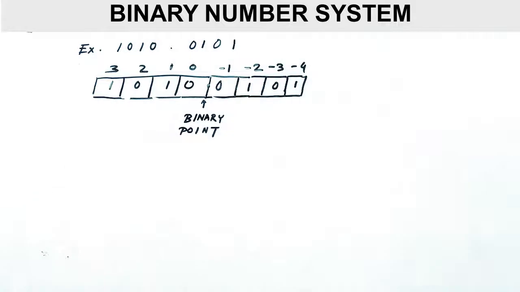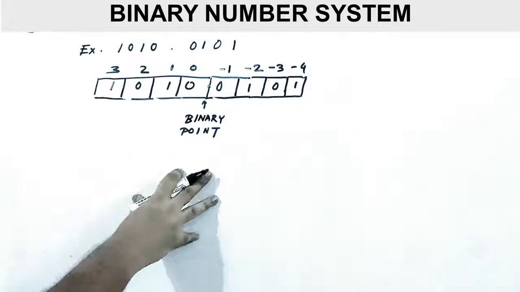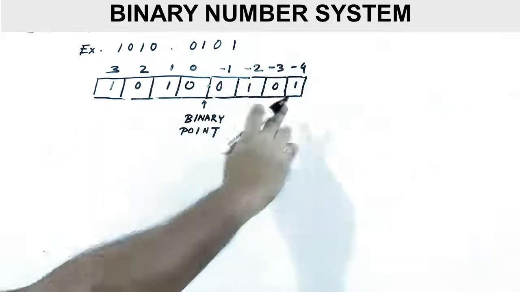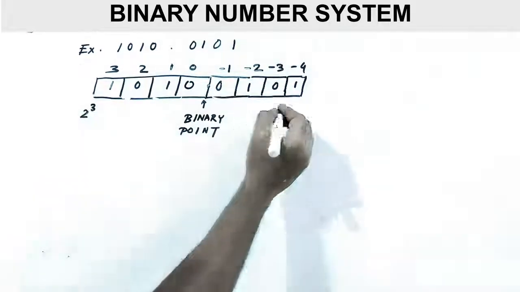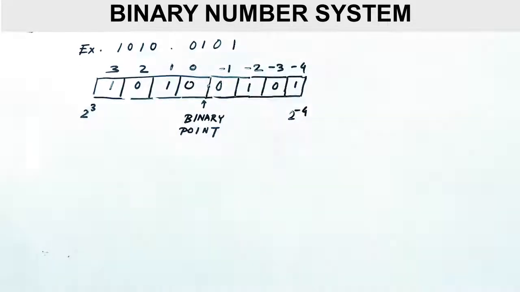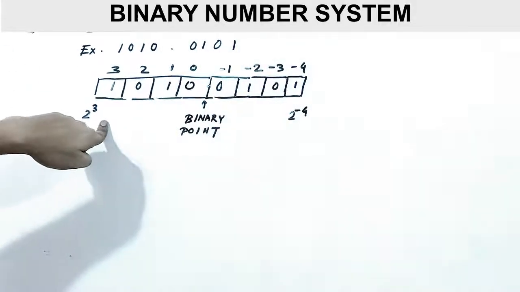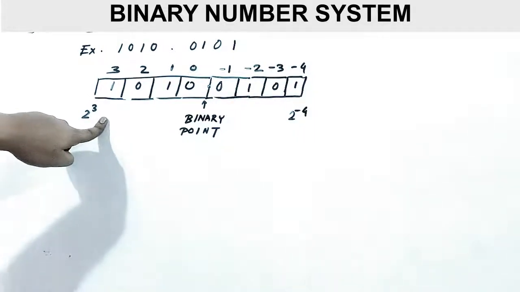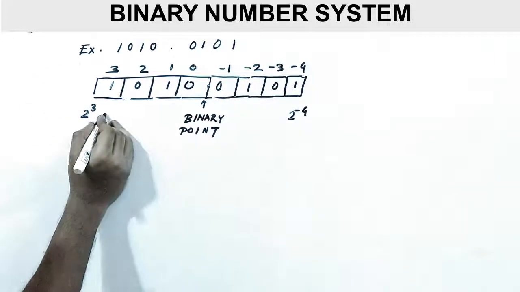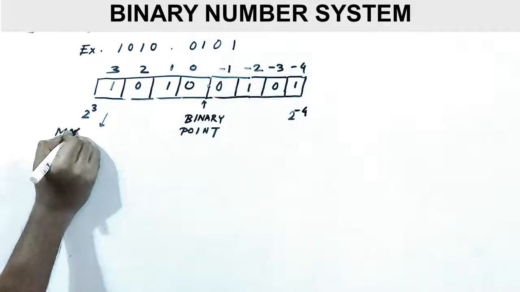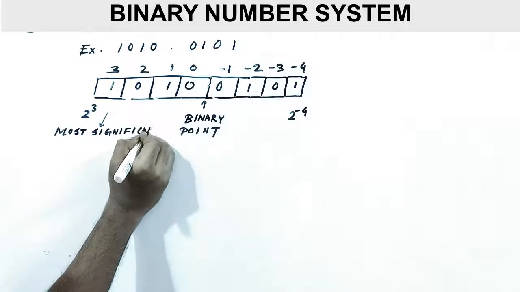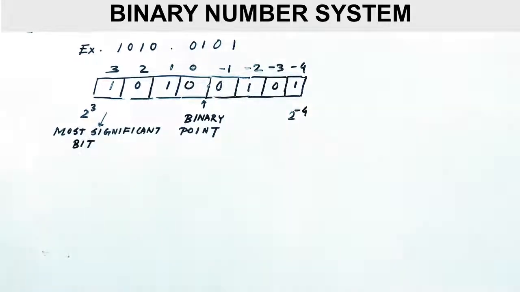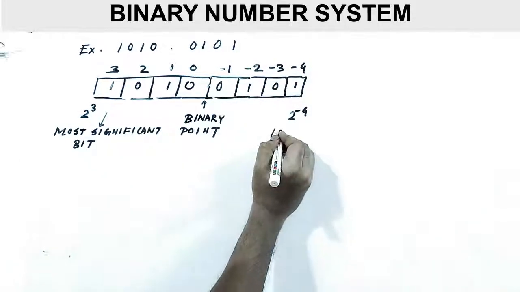You already learned how to calculate the positional value. So what will be the base or radix for this binary system? That is 2. So the positional value will be 2 to the power of 3 here, and here the positional value is 2 to the power of -4. So it is evident that this position carries the highest weightage, and that's why it is known as the most significant bit. And as this one carries the lowest weightage, it is known as the least significant bit.